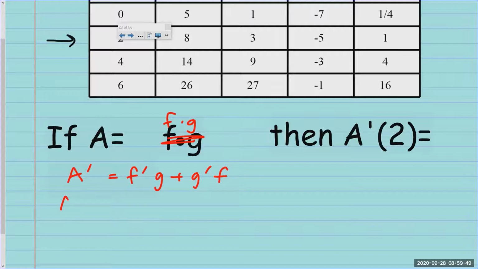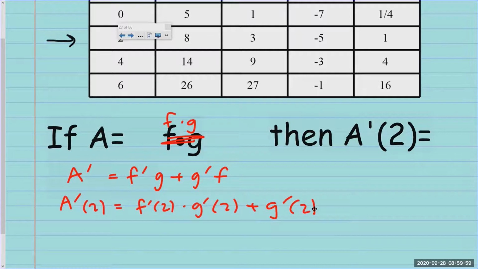Okay, and if I put this in proper notation, they actually want a prime of 2. So what that is f prime of 2 times g prime of 2 plus g prime of 2. No, wait. Did I do that right? Times g of 2, sorry. Times g of 2 plus g prime of 2 times f of 2. Okay? And you go to the table and read all these, and these are not hard to read off.